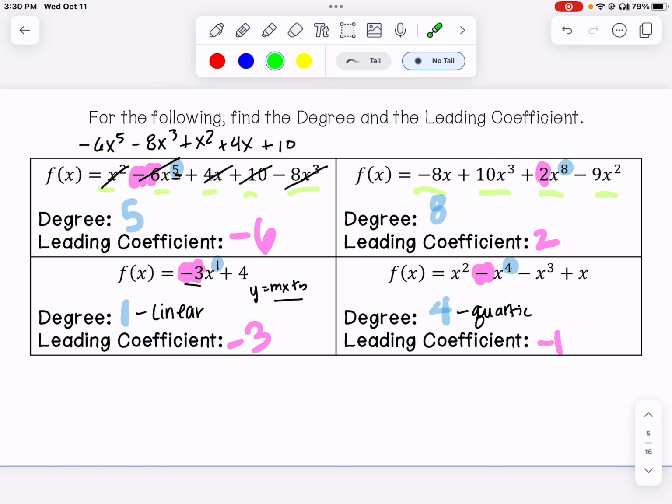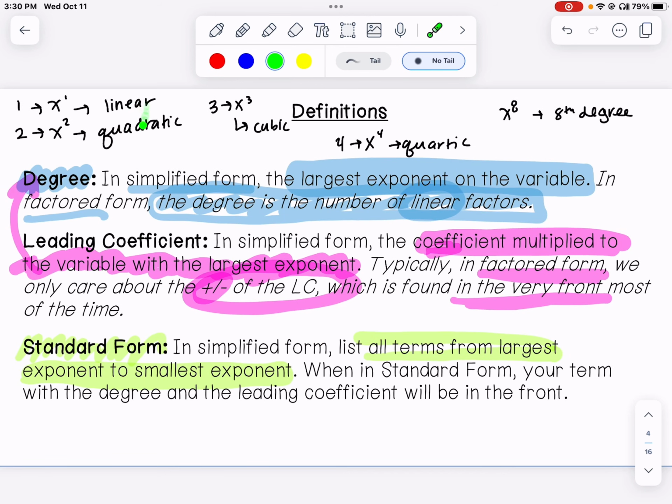When you do that, your term with the degree and your leading coefficient are in the front. And that is why it's actually called the leading coefficient. It's because in standard form, it is there in the front for you. So this is how you can find the degree and the leading coefficient, and then also some of the basic vocabulary we use based on the degree itself.